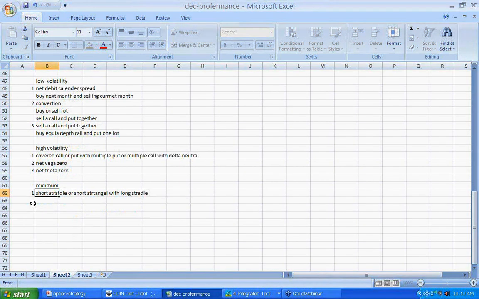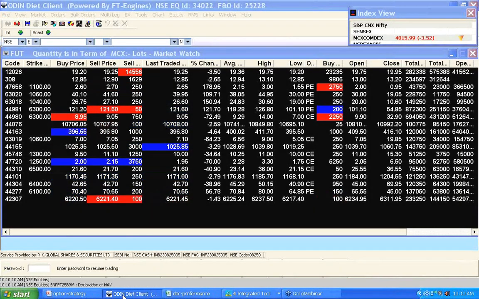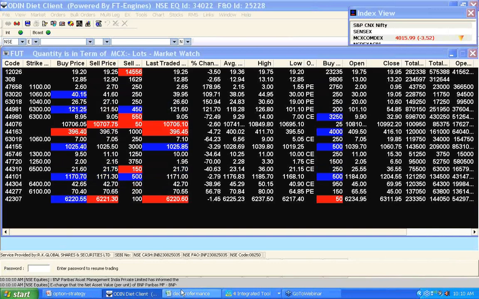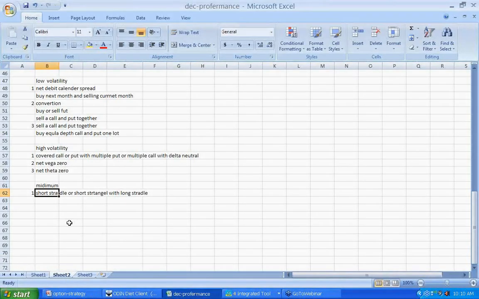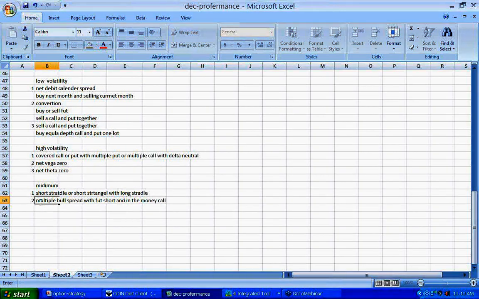with that money, whatever money you have received from that system, you can utilize it in the medium volatile condition. Or you can just form a future short with multiple call long, or future long with multiple put long, and also you can form multiple bull spread with future short and in the money call long.